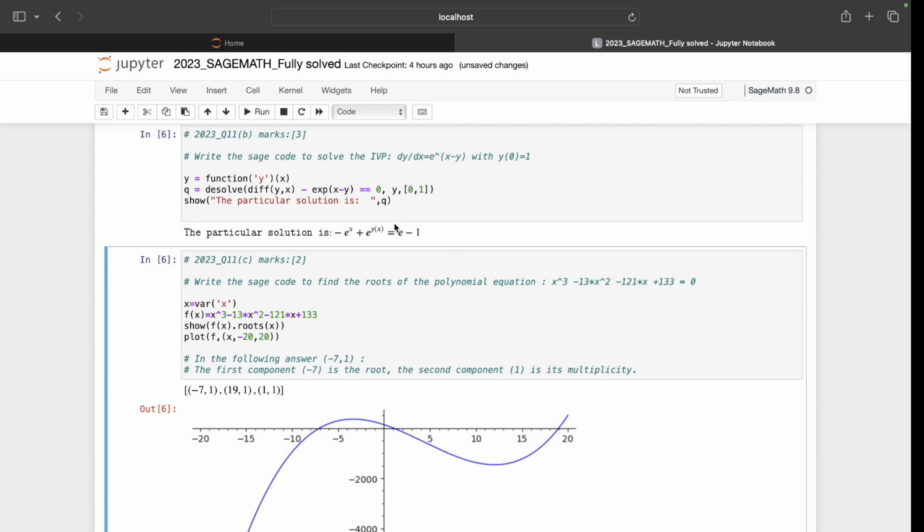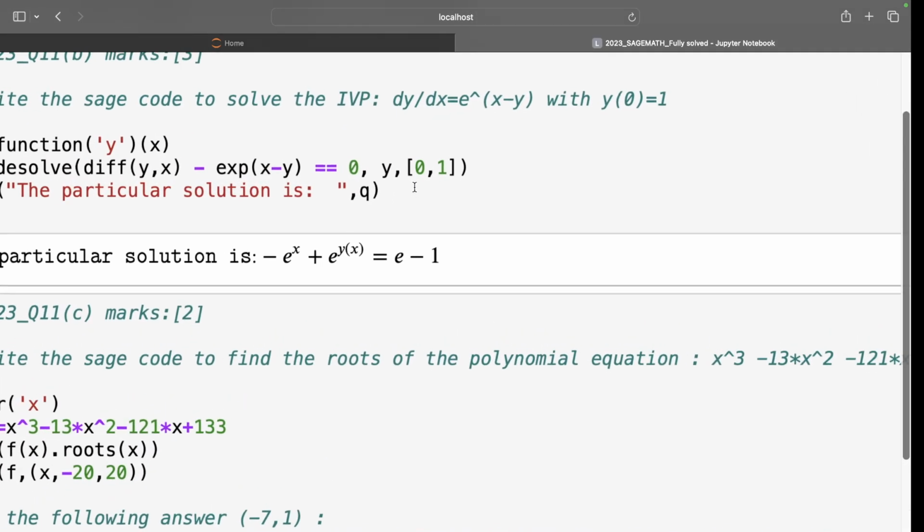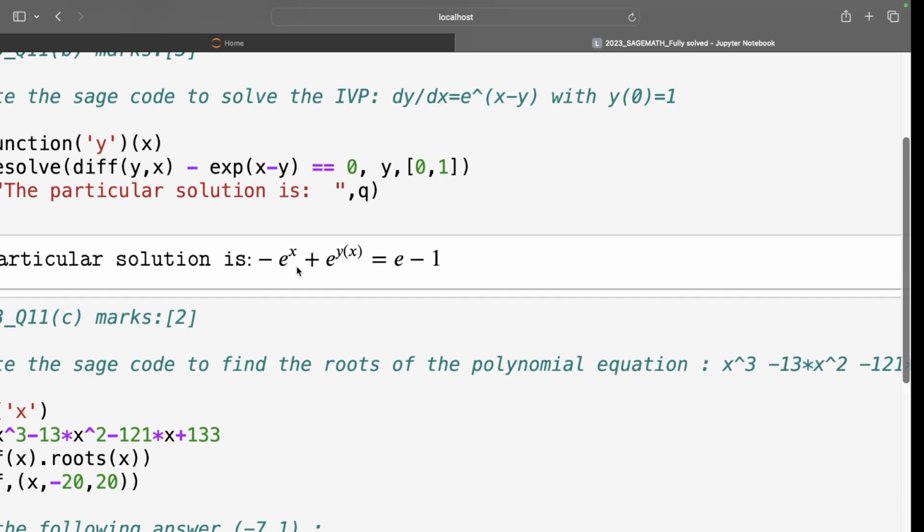Actually the solution is this: minus e to the power x plus e to the power y equal to e minus 1.